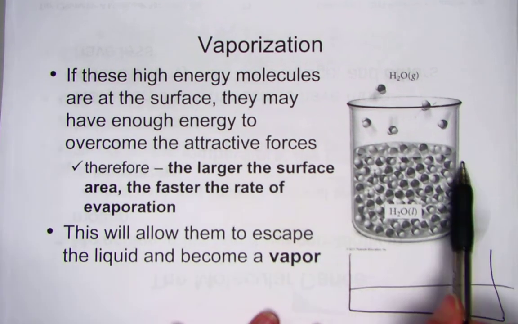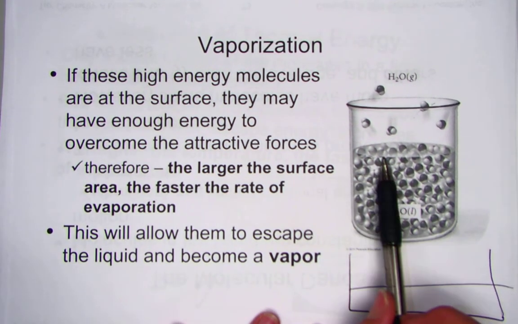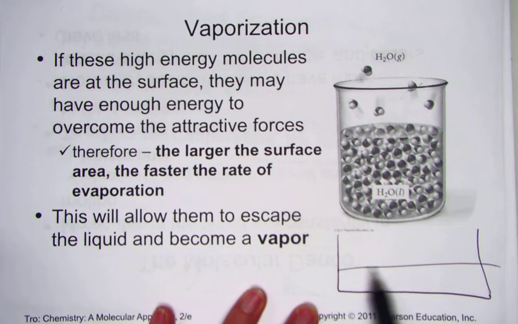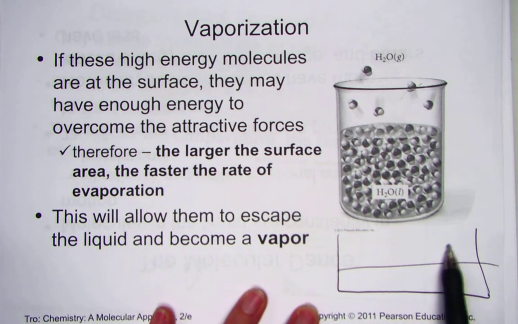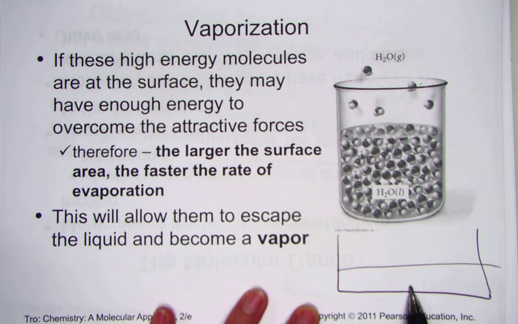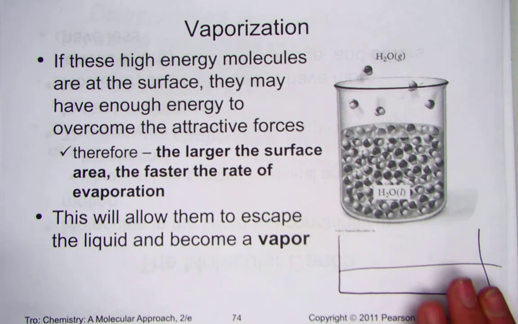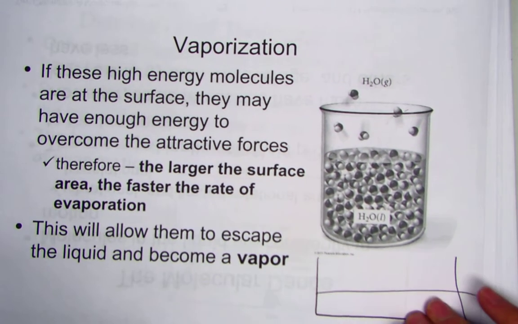The larger the surface area, the more molecules at the top, the faster the rate of evaporation. Remember that you literally have to be at the top of a surface in order to escape. If you're buried below, you're not going to vaporize. So if I give more molecules a chance to be at the surface, we'll have a larger rate of evaporation.